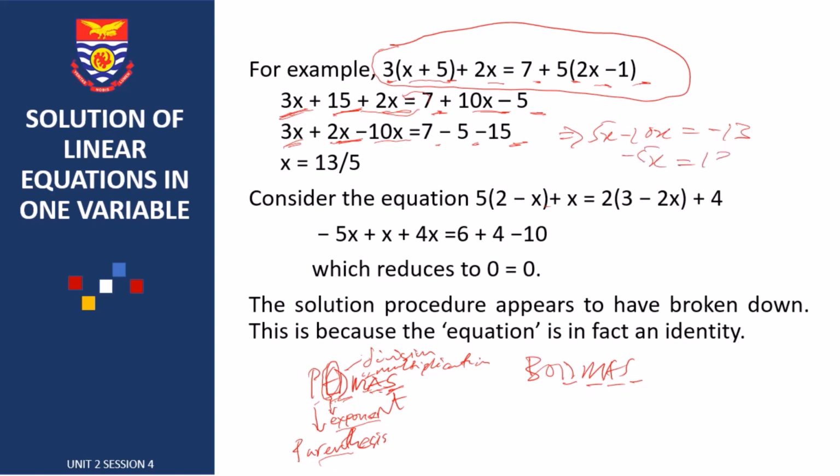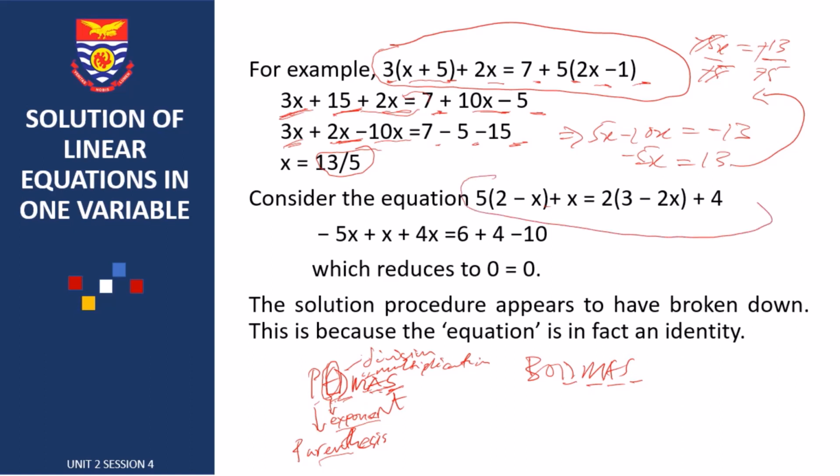Minus 13. Now I want to make x the subject here. What will I do? I'll divide both sides by what? Minus 5. So I have minus 5x equal to minus 13. I'll divide both sides by minus 5, minus 5. The minus will cancel, 5 cancels, minus cancels, I'll get positive. So I'll end up having 13 over what? 5. 13 over 5.